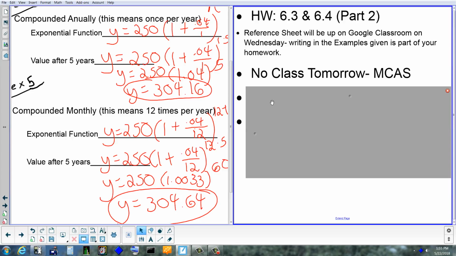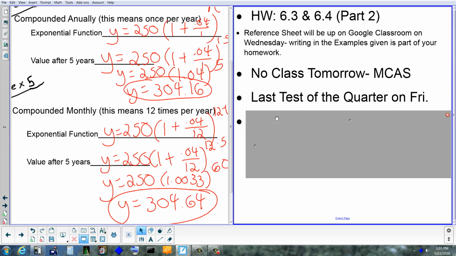But again, this is like a two-part thing, because we have 2 days before our next class. If you don't have both of these things done, then you don't get full credit for your homework. Both things need to be done. All the examples need to be recorded on the reference sheet, and the worksheet needs to be done. If you don't have both things done completely, you won't get full credit for your homework.